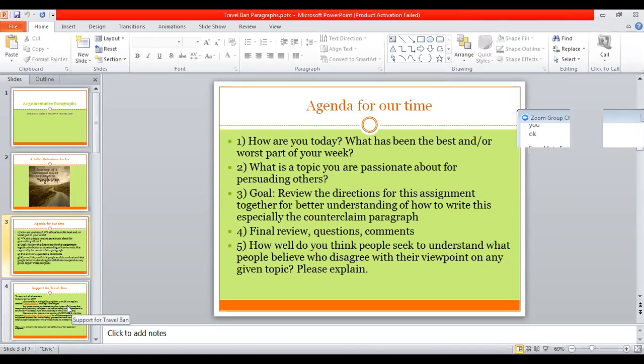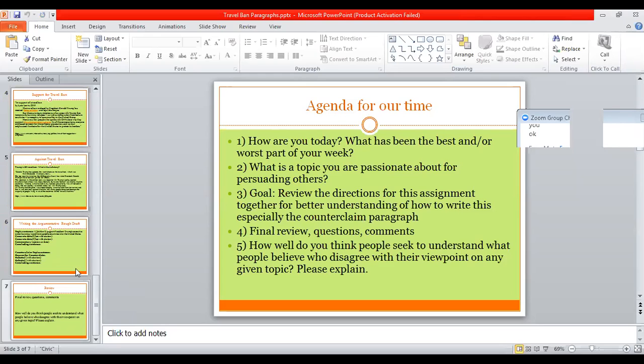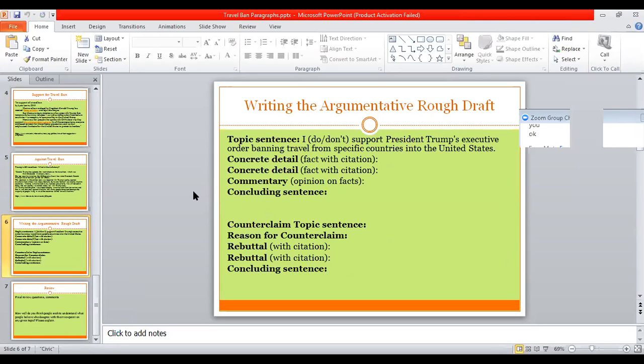Okay, so what we'll do is you actually already did a really great job of sharing what some of the main arguments are for people when it comes to arguing about this topic. I'll go ahead and pull up here what the rough draft looked like. So writing the argumentative rough draft, we have the topic sentence, the concrete detail, the commentary, and then the concluding sentence. And then for the counterclaim, we have the topic sentence, the reason for the counterclaim, and then two rebuttals and a concluding sentence.